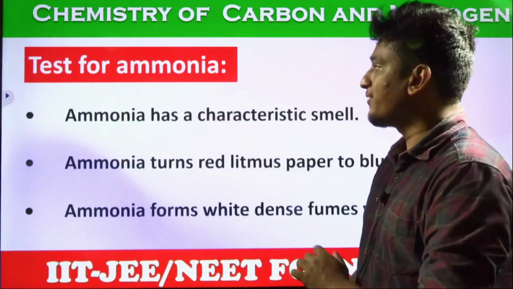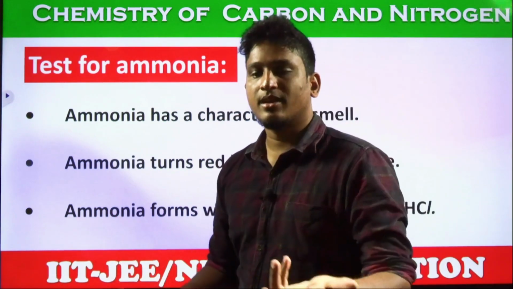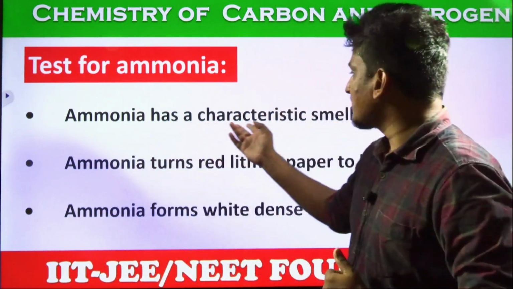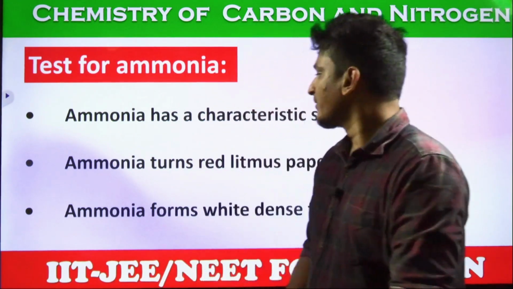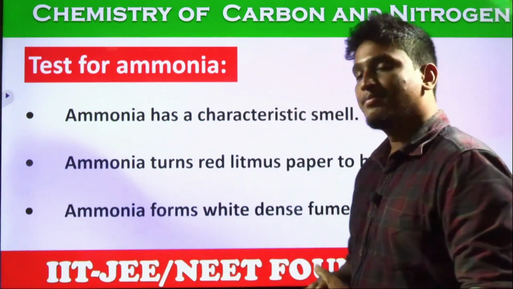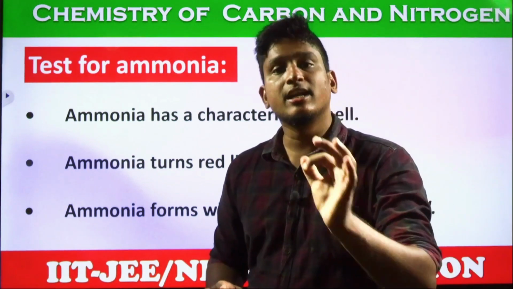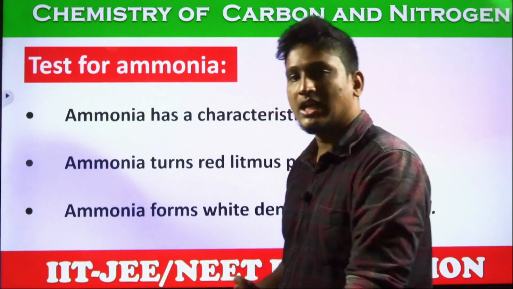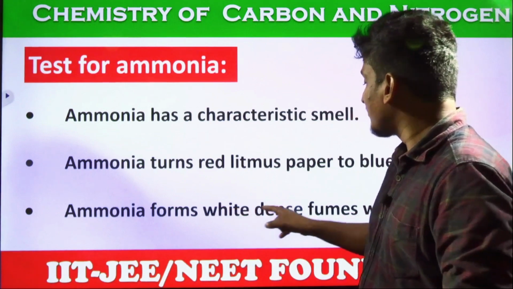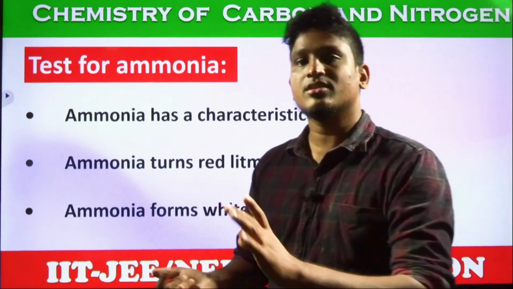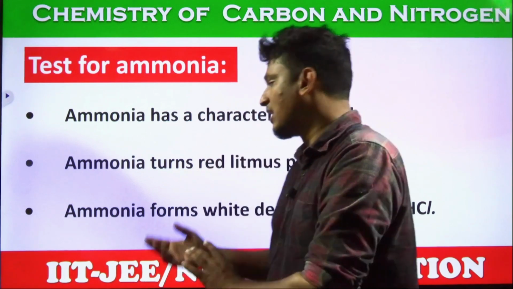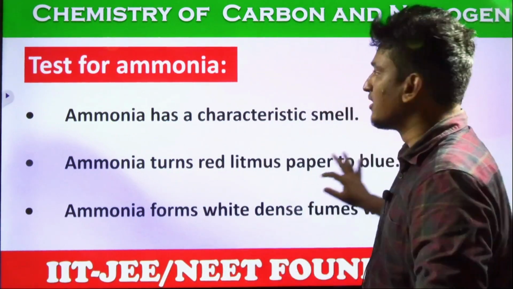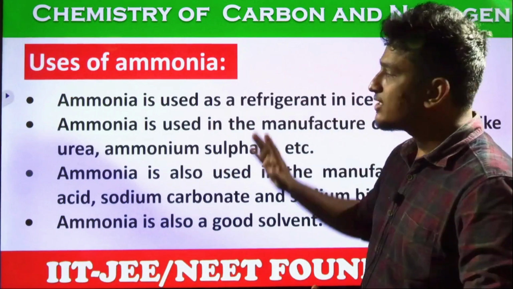Next, test for ammonia, like how to identify that the compound is ammonia. Ammonia has a characteristic smell, right. Yes sir, it's a very strong smell, so by that we can identify it. Ammonia turns red litmus paper to blue color. This is also one of the identification techniques on a physical basis. By color change we can identify. Ammonia forms white dense fumes with HCl. By chemical change also we can identify ammonia. Ammonia plus HCl produces ammonium chloride, which is white dense fumes. So these are the identification techniques of ammonia.